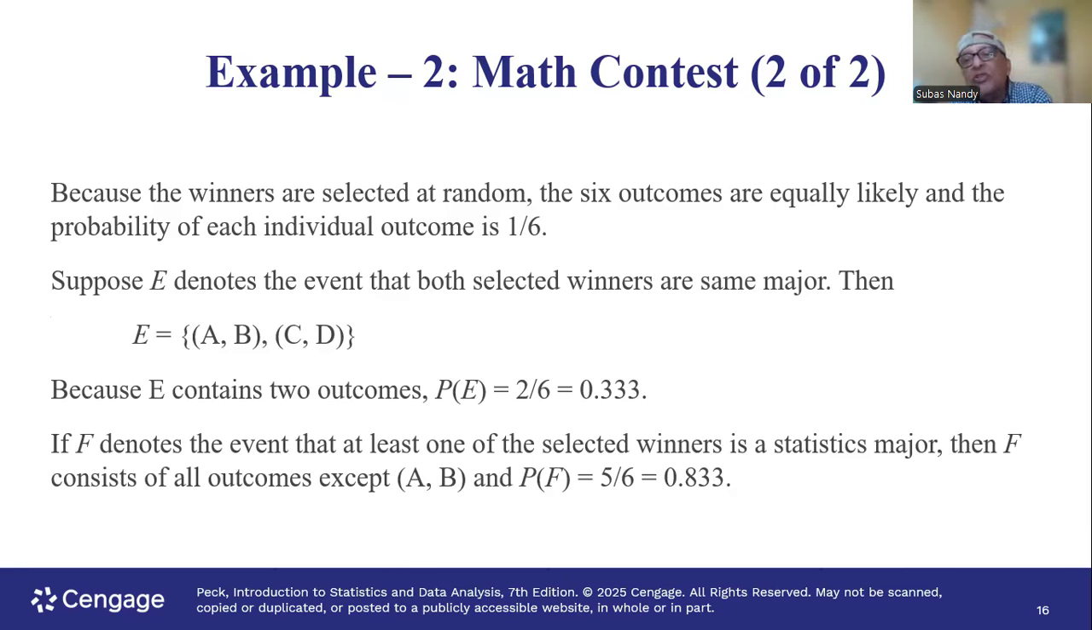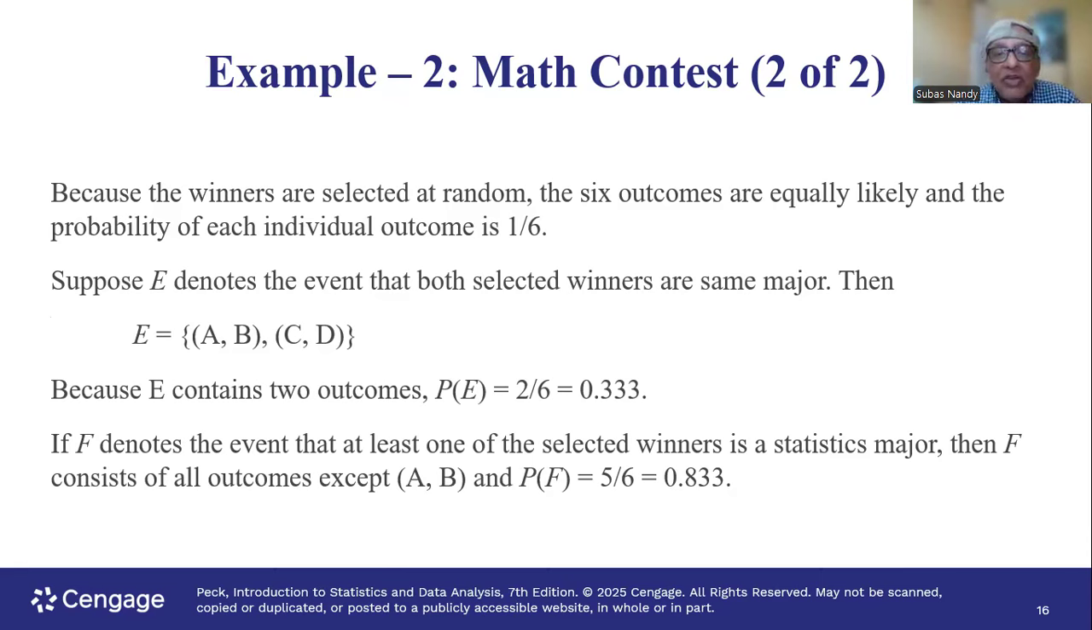Why 2? Because there are two possible combinations in which both of the students have the same major: A and B, math majors, and C and D, statistics majors. Two possibilities out of 6. Probability, as I said, is expressed as a decimal, 0.333, sometimes as a percentage. But usually when using a calculator, it's a good idea to represent probability as a decimal, 0.333.